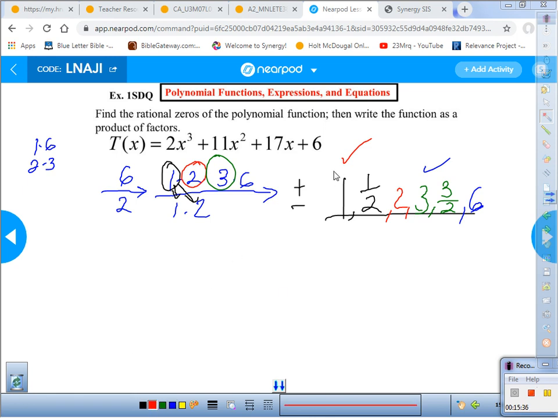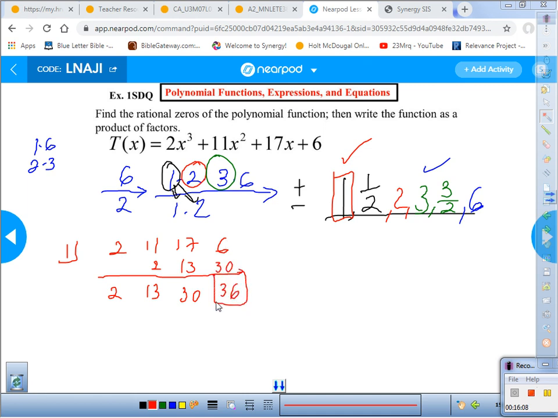All right, so where do we start? We're going to start testing 1 and then -1, and then from there I go to half and then -half. Let's do this together. Here we go. 1. My coefficients are 2, 11, 17, and 6. Bring down the 2. Remember, the first number always comes down the same. And start with the process. What is 1 times 2? 2 combined 13. 1 times 13, 13 combined 30. 1 times 30, 30 combined 36. Since this is not 0, that's not my 0. And we're like, this is so easy. This is really fast. I know, right?